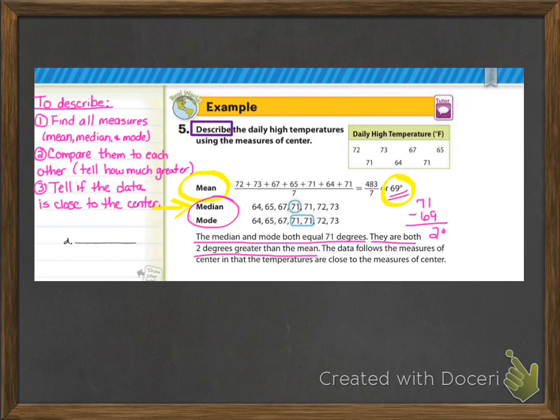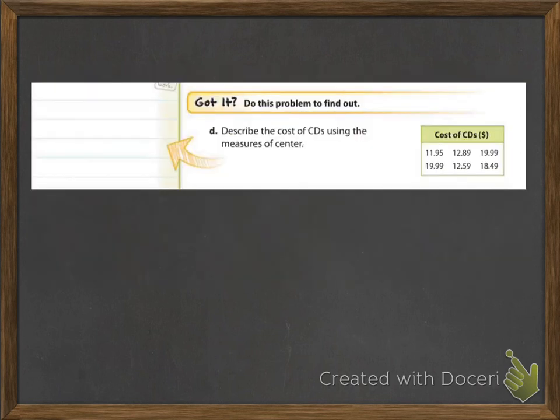An example of when they wouldn't be close together is if you found one number that was a 3 and then the rest of the numbers were like 19 because they're too far apart. So you would say then that the data is not close together to the center. All right, so now this is your turn. So you're going to go ahead and pause your video, and you're going to describe the cost of CDs using the measures of center. Okay, so on this one, you're going to find the mean, median, mode, and then use that information to write your sentence.